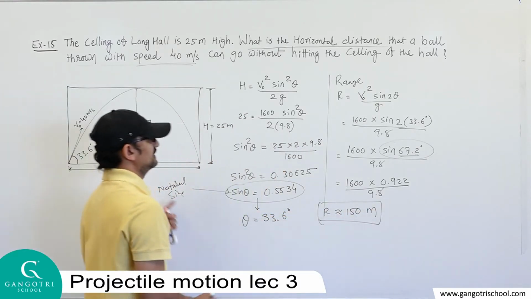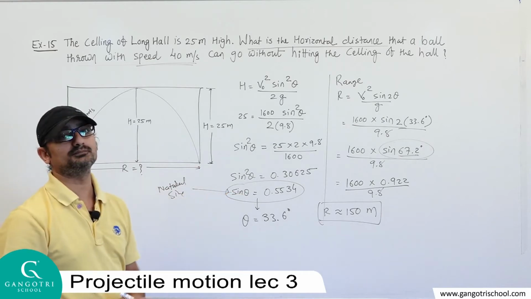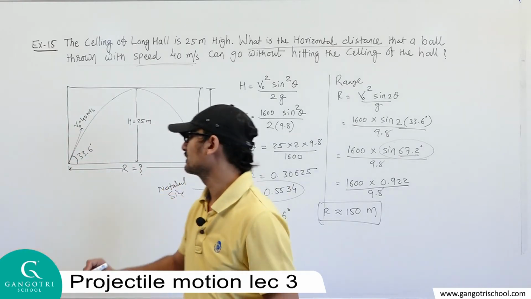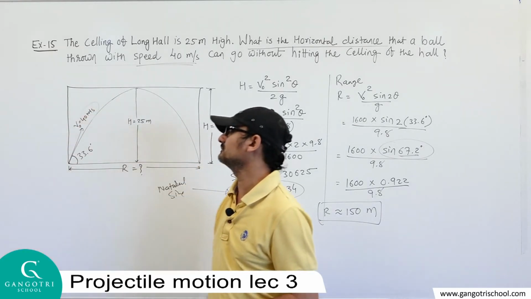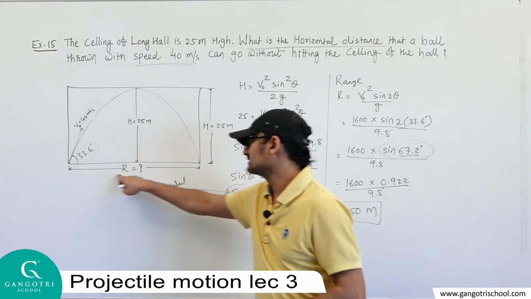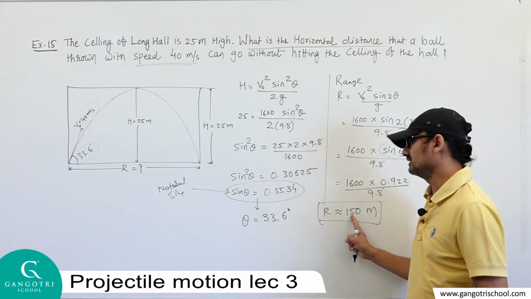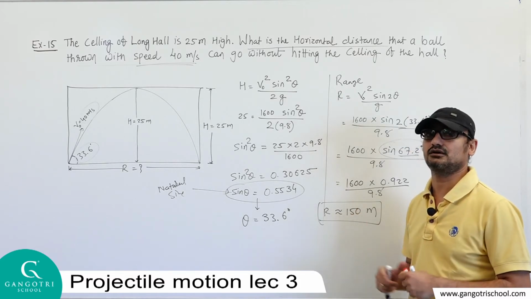It means that the ball will cover a horizontal distance of 150 meter. If the ball is thrown with the speed 40 meter per second at an angle 33.6 degree, then the range, the total horizontal distance covered by the ball, will be 150 meter. This is the answer of this question.